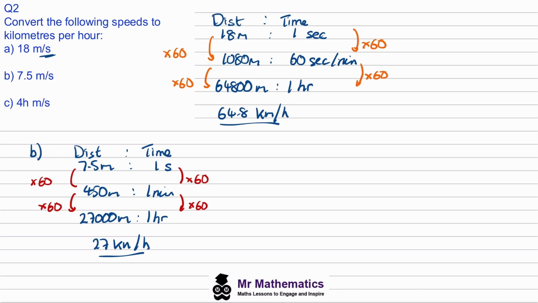Do you want to try question C? So for question C, we've got distance to time. The distance is 4h meters and the time is 1 second. So again, we'll convert it into minutes.